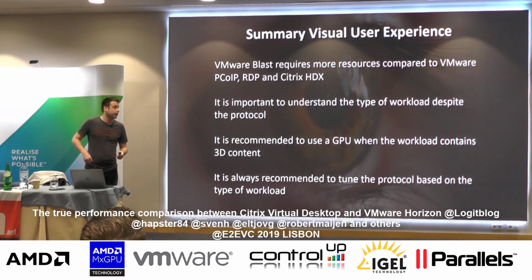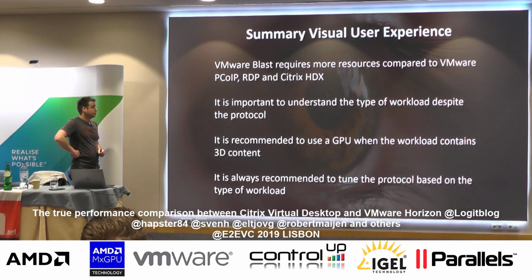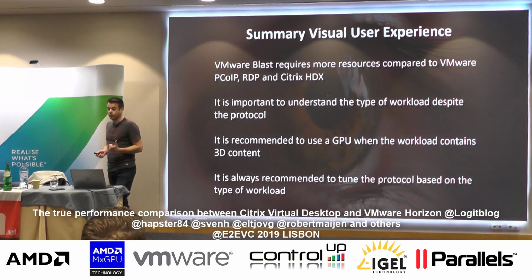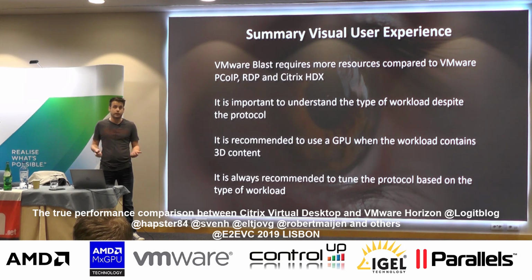So to summarize, if you look at the resources, so CPU utilization, VMware Blast requires more resources compared to the other ones. But it's very important to understand the workload that is running within your environment, no matter what protocol you're using. And when using a 3D workload, it's recommended to add the GPU, otherwise you don't get the experience that we want to achieve. And also based on this, it's always recommended to tune the protocol itself. Always. We didn't, but it's always recommended to do that.